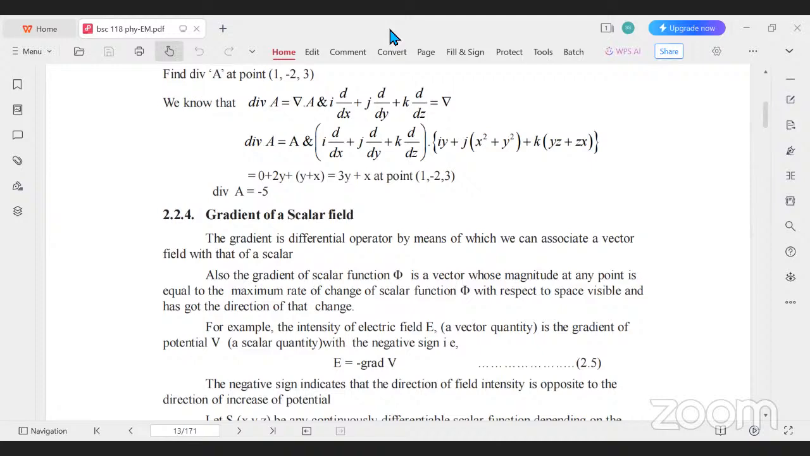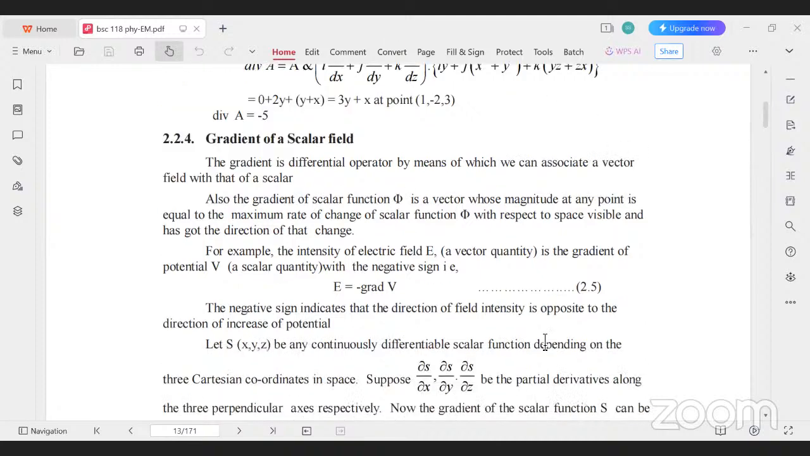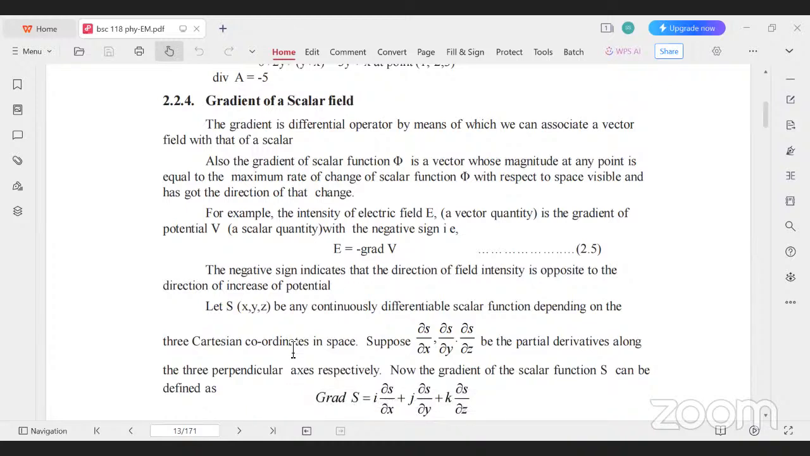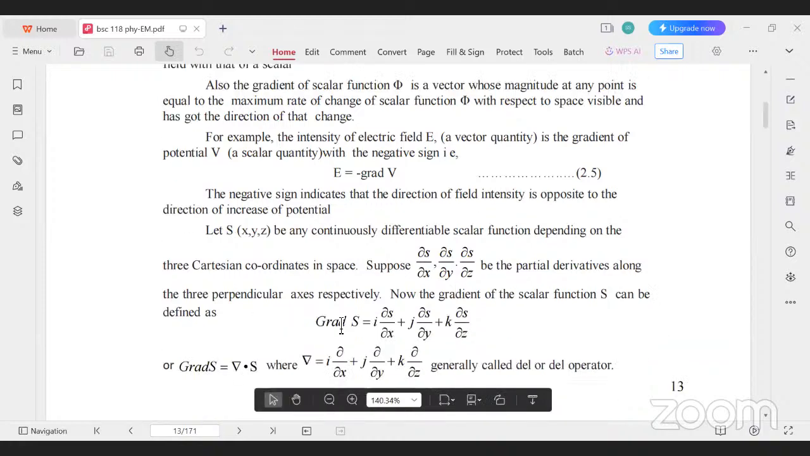Okay. So this is about the gradient of a scalar field. Here we are going to take the Cartesian coordinates in space. Space means we need to imagine a cuboid, where we can find all the directions, like back and front, as I told you. Cartesian coordinates in space give the partial derivatives dou by dou x, dou by dou y, dou by dou z along the three perpendicular axes. What are the axes? X axis, y axis, z axis.